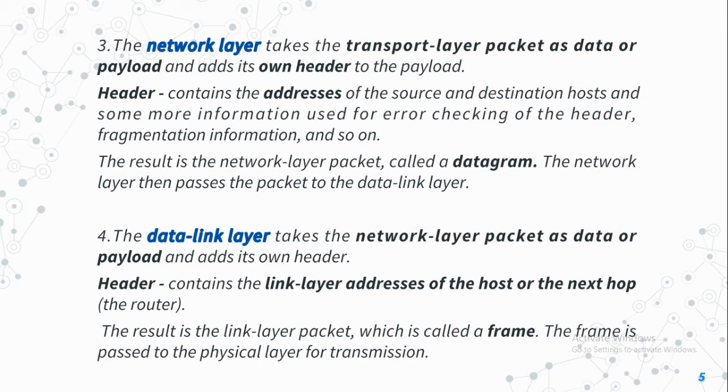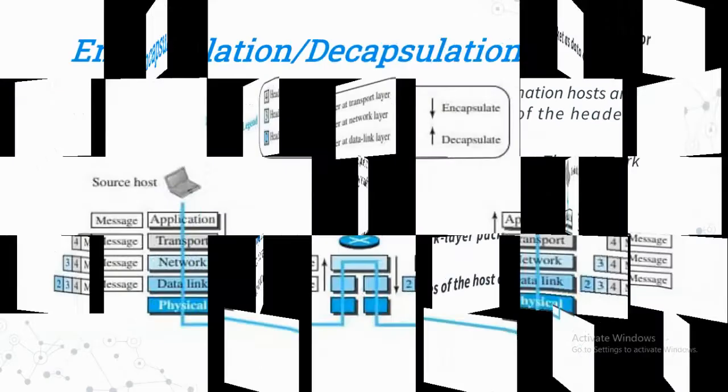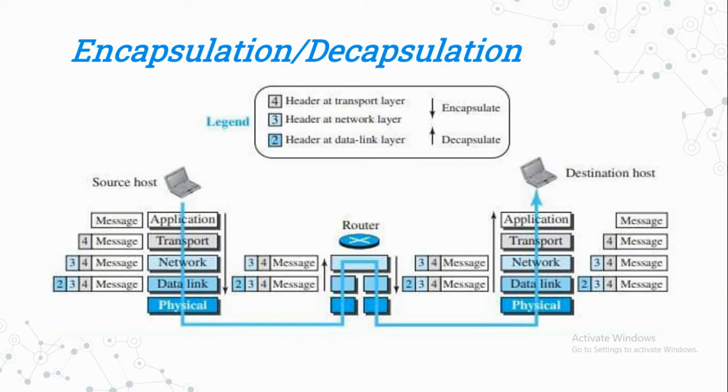The data link layer takes the network layer packet as data or payload and adds its own header. The data link layer header contains the link layer addresses of the host or the next hop. If it has to communicate with the router, it is the next hop address. The resultant data link layer packet is called a frame, and this frame is passed to the physical layer for transmission. In this way, the encapsulation process goes on in the source host.